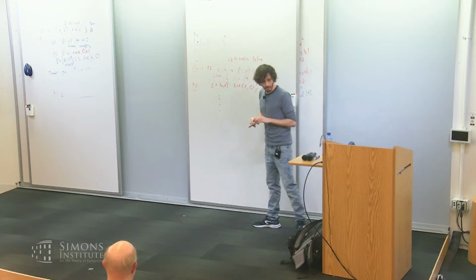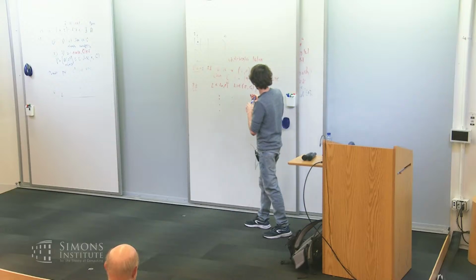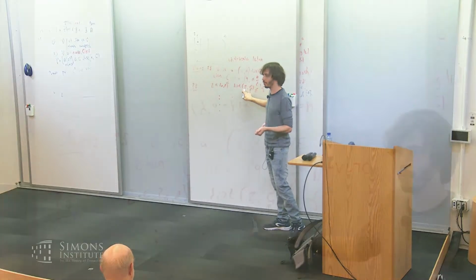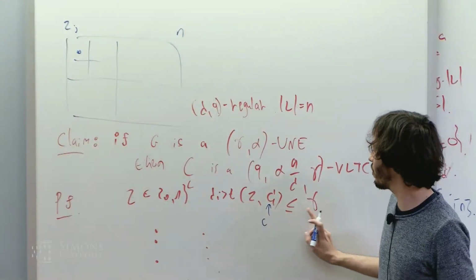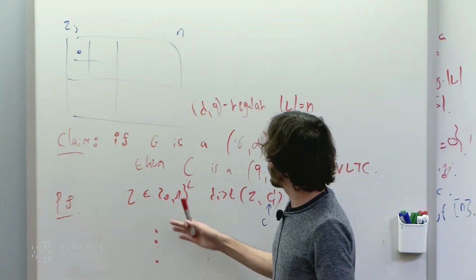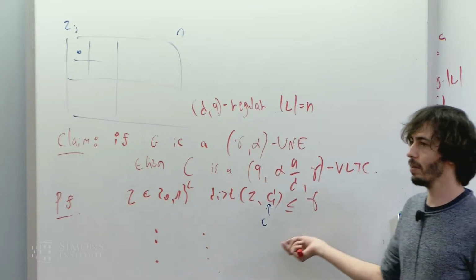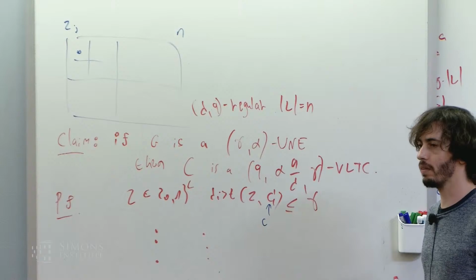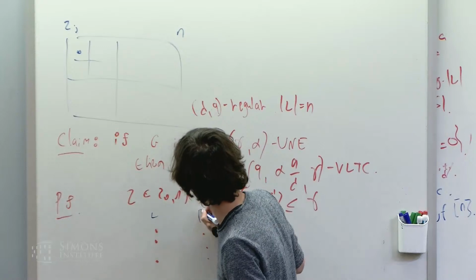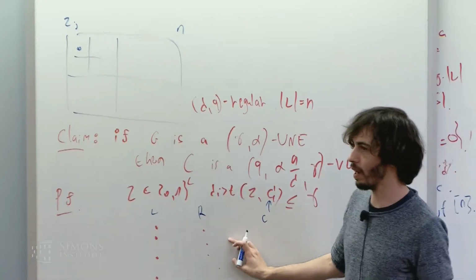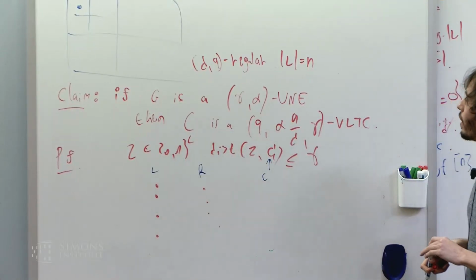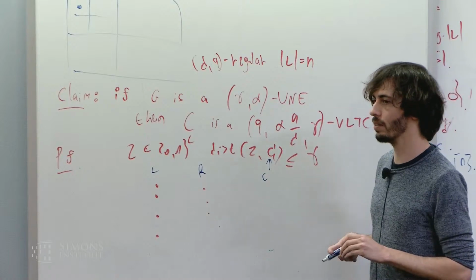So we can also take some word C that is closest to Z. And we also have that the distance of Z from C is at most gamma, right? So how can we show that it is indeed a VLTC? Well, we need to describe a check. So what is the check? Any guesses? We are going to sample a random vertex on the right side, and we are going to check that the sum is 0. Right.